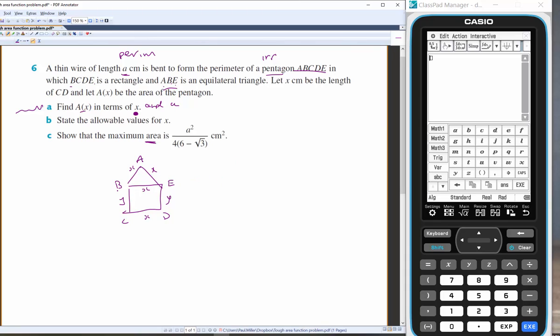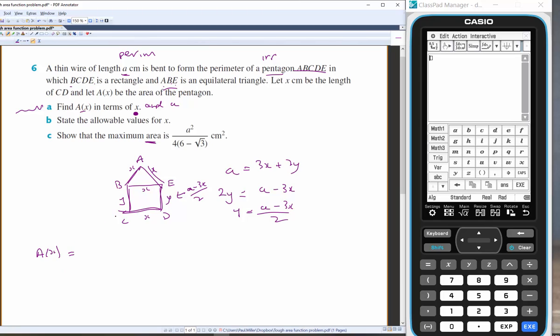So what we're going to do is use the fact that I know that A is equal to 3x plus 2y. So the perimeter is equal to this side, this side, this side, this side, and this side. Now let's get it in terms of A and X. So we're going to say that 2y is equal to A take 3x, so y is equal to (A take 3x) on 2. Okay, now let's get our area function.